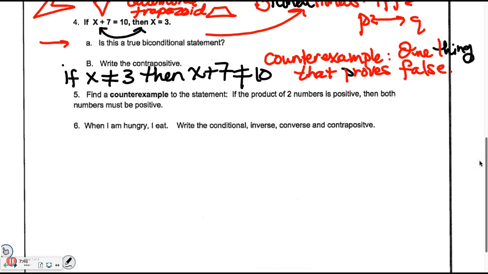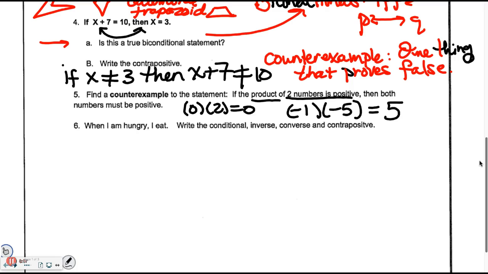Find a counterexample. If the product, that means multiply, of two numbers is positive, then they both have to be positive. Usually when I ask this to kids, they'll go, oh, multiply two negatives, or have one of them be 0, because 0 isn't considered positive or negative. Or you could do like a -1 times a -5, and a negative times a negative is a positive, but we only need one counterexample, so I'm going to choose this one. But any two negative numbers would be good.